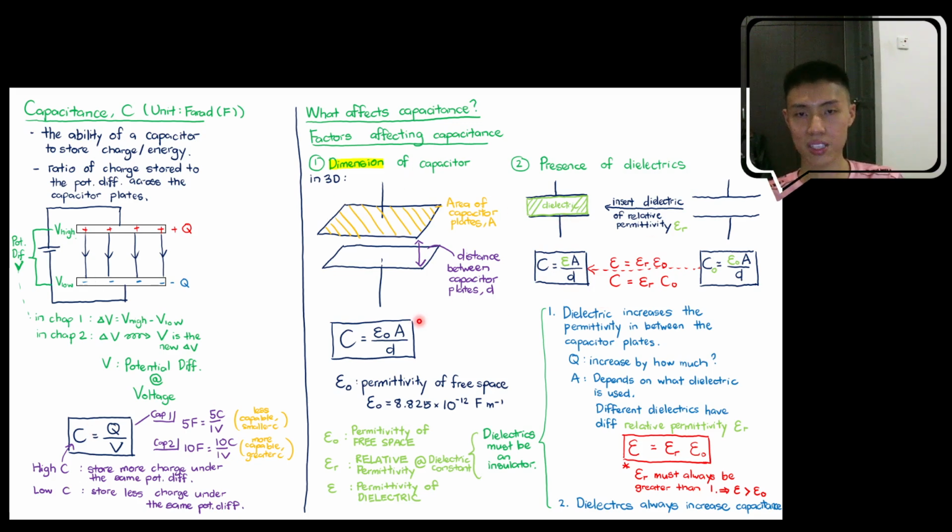For now, the idea is that C never changes unless you do something to the capacitor. What can you do? Change the area, the distance, or insert something in between. If you change anything outside, you are only affecting how much charge is being stored. That's the idea. Right now, this is where I'm going to stop for this video.